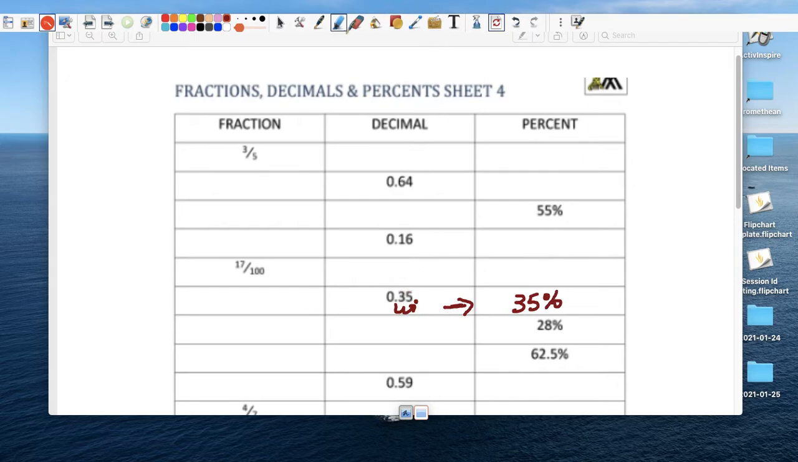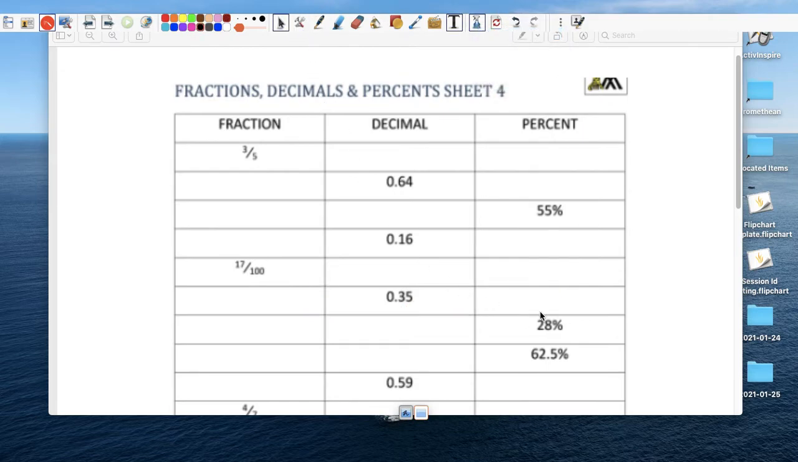Over here, how do we change it to a fraction? We put it over 100. 35 over 100. Divide by 5, divide by 5. So we get 7 over 20. Reducido, reduced. Okay. Maybe I can finish this.